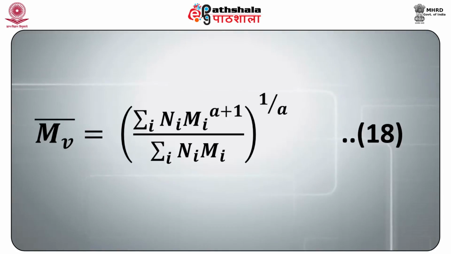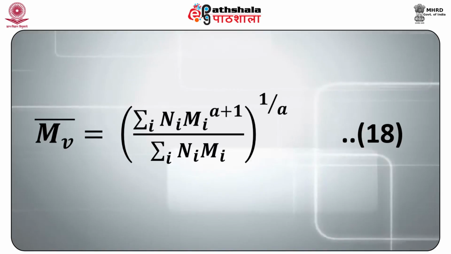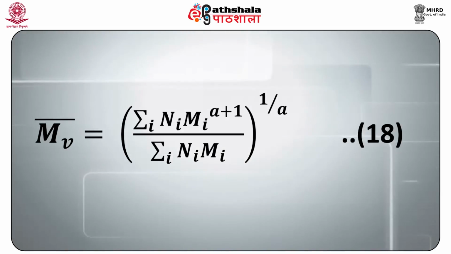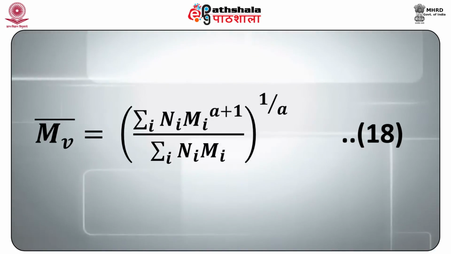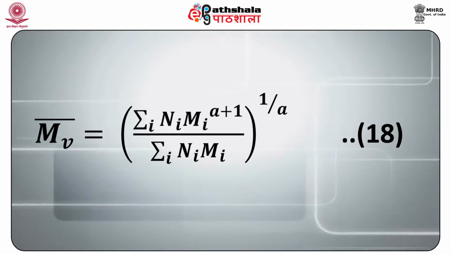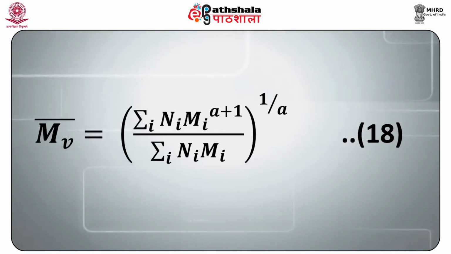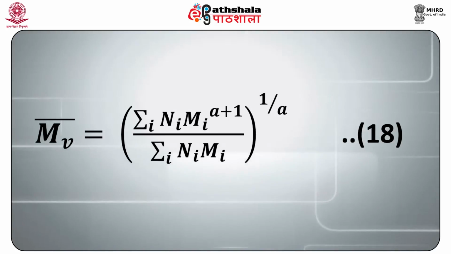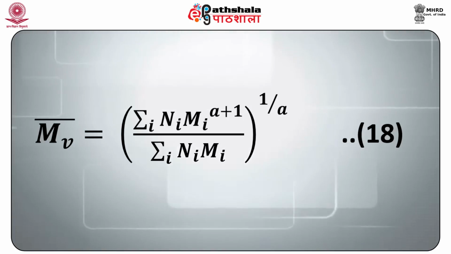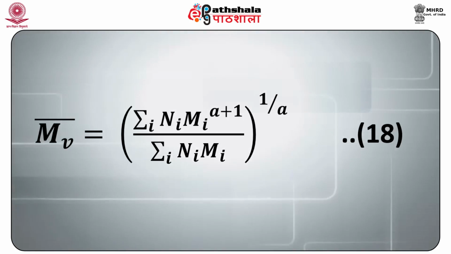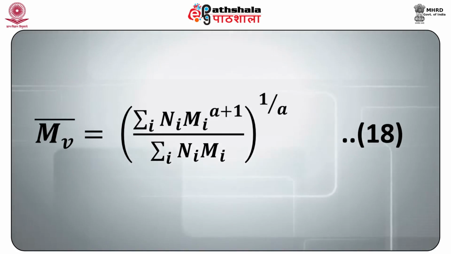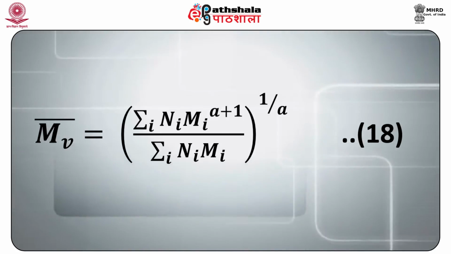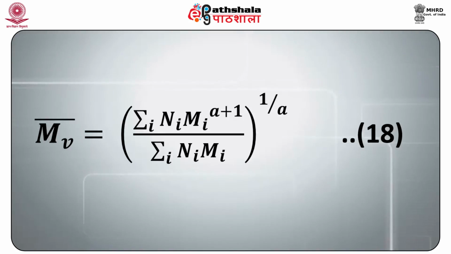The viscosity average molar mass is defined as Mv bar equals summation Ni Mi to the power a plus 1, divided by summation Ni Mi, whole raised to the power 1 by a, as given by equation 18, where a is a constant and is dependent on the polymer or the solvent pair used in the viscosity experiments. It lies in the range of 0.5 to 1. The constant a is known as the Mark-Houwink exponent.